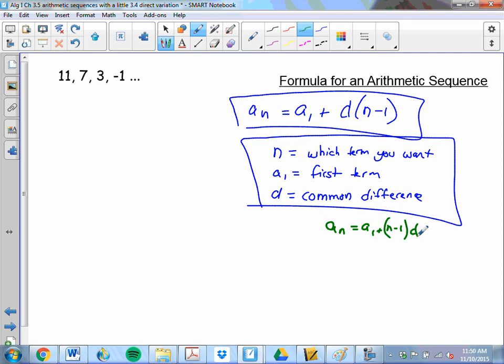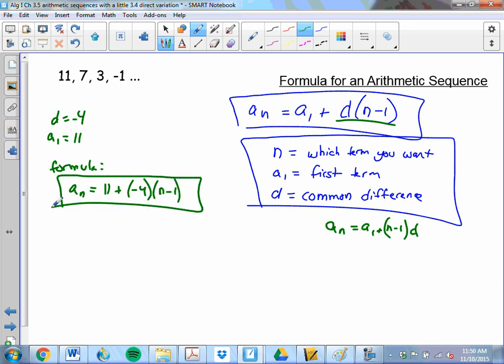So for example, here, my common difference is negative 4, going down 4 each time. My first term is 11. So the formula would be a sub n equals 11 plus negative 4 times n minus 1. Here's a formula to find any term. If I wanted to find the third term, I plug a 3 in for n. If I wanted to find the 33rd term, I plug a 33 in for n.